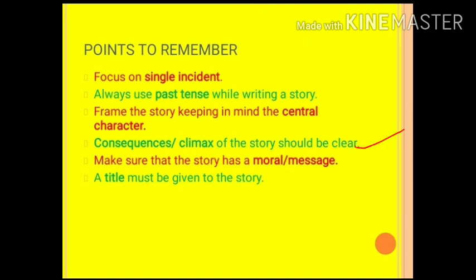Next is consequences and climax of the story should be clear and exciting. If you're not writing an exciting twist, the public will be bored with that. Make sure that the story has a moral and message. Means we should always keep in mind that we should give a learning to the audience. And lastly, very important part is a title must be given to the story. Without a story name, how can you narrate a story? So these are the important points which we should keep in mind while narrating or writing a story.